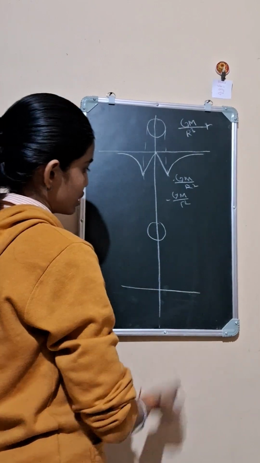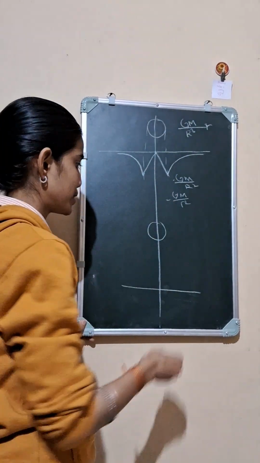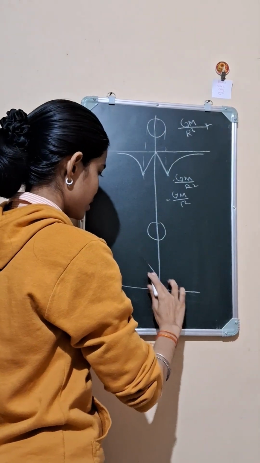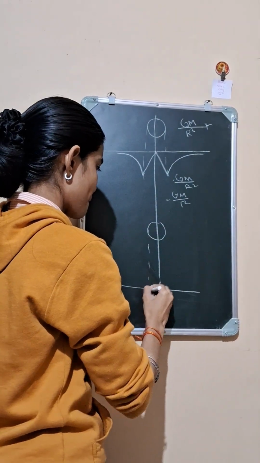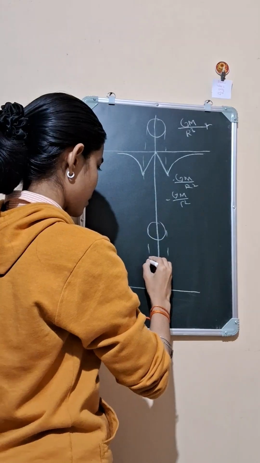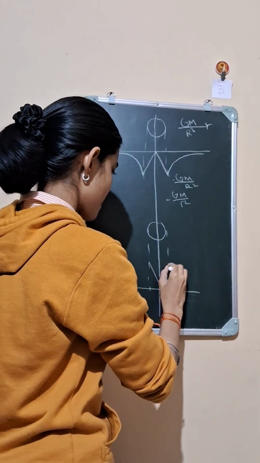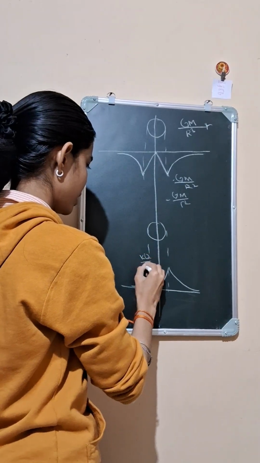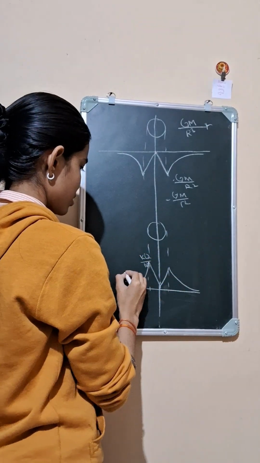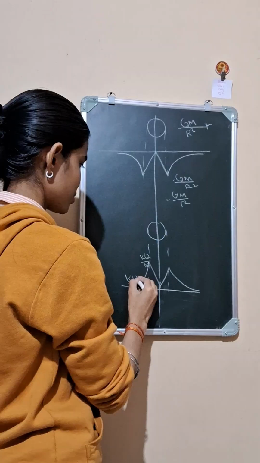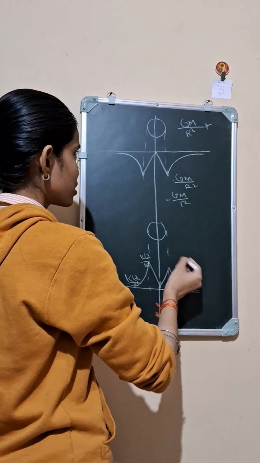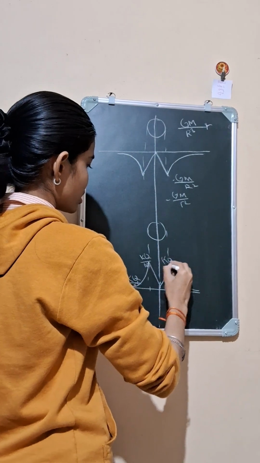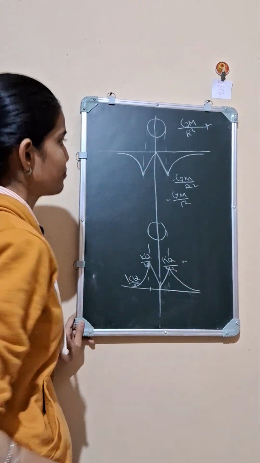And for the electrostatic case, obviously once again the mirror image, and it will look something like this: kQ by small r square outside, and inside it is kQ by capital R cube into small r, right?